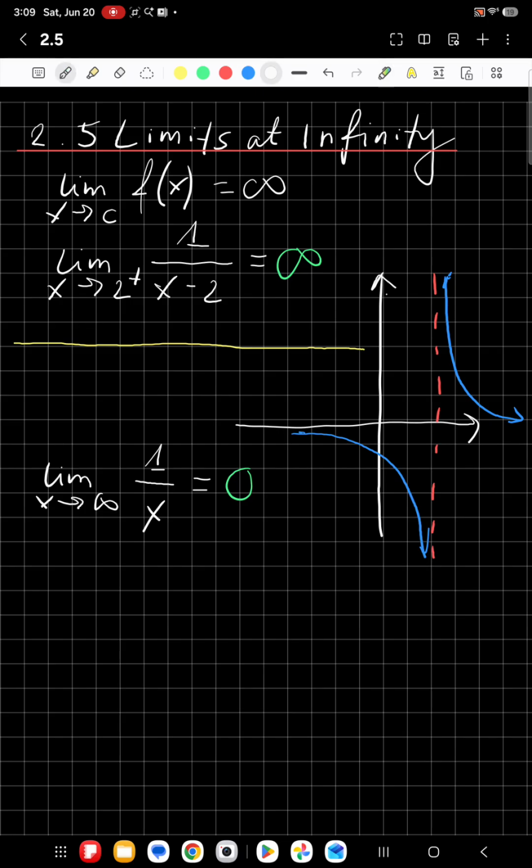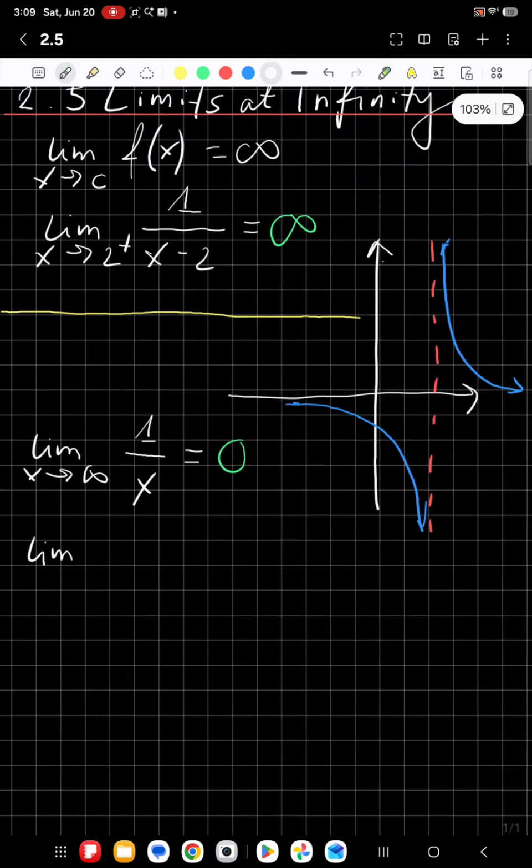And similarly, if I had the limit with x approaching infinity of 1 over x squared, I also get 0. So that's the difference. Let's start maybe with the definition of a horizontal asymptote. Let's do that first.